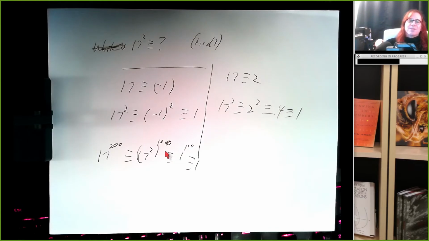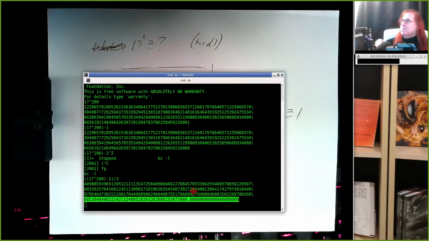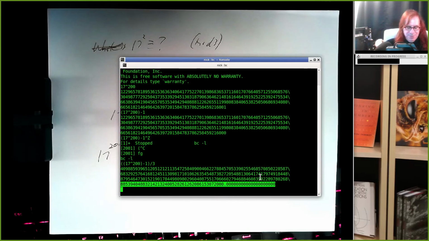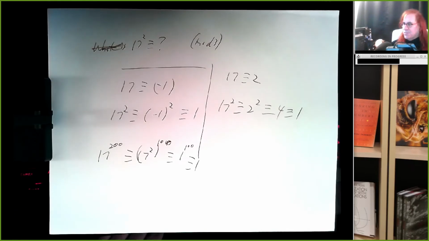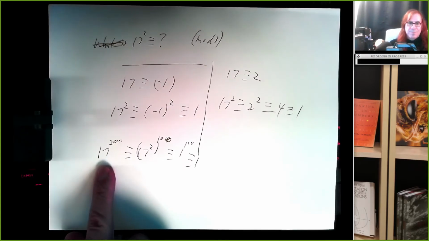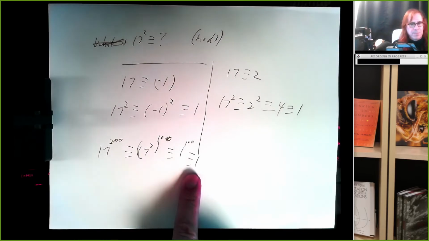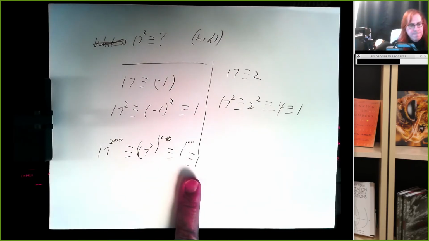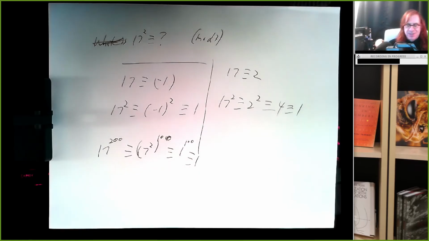But this is a fair bit less work than multiplying 17 by itself 200 times. So modular arithmetic is going to give us a way to make statements about the results of very complex operations by doing very simple operations. And this is something that's going to be really useful, for example, if we wanted to make a crypto system. A lot of what we do with cryptography is based on working with really large prime numbers. Think, prime numbers with 500 digits.